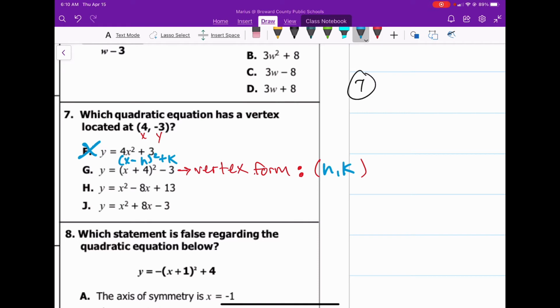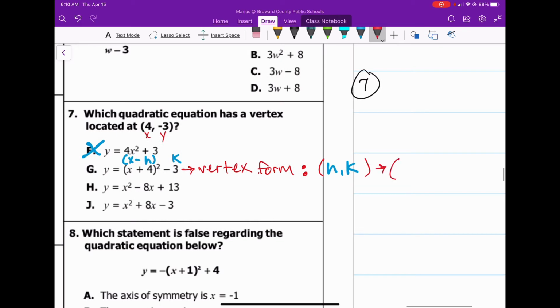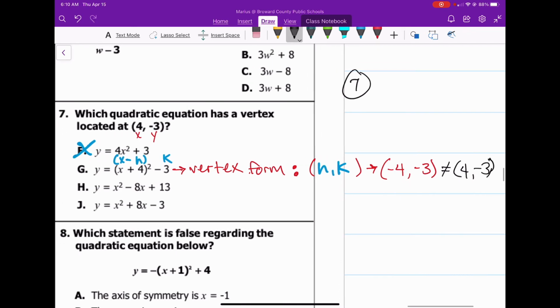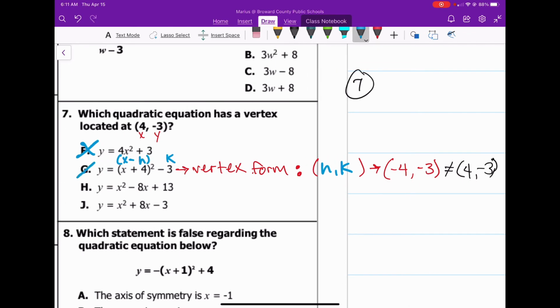The main thing with the parentheses is that it should be x minus h. So on the inside of this parentheses is x plus 4, which means that 4 is really a negative. So when we look at what the vertex of this equation is, it's really negative 4, negative 3 for G. But we need it to be positive 4, negative 3, which this is not equal to. So once again, G is not an answer.